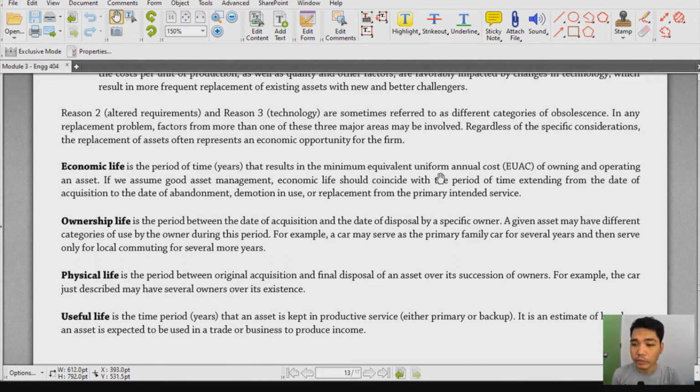It is important for us to understand the lives that are available. And sometimes, actually most of the time, I use this interchangeably because sa problems naman natin, hindi na talaga dini-differentiate kung ano pinagkaiba ng economic life, ownership life, physical life, useful life. But in here, let's try to differentiate each of them, no? So I'll try to create a timeline here.